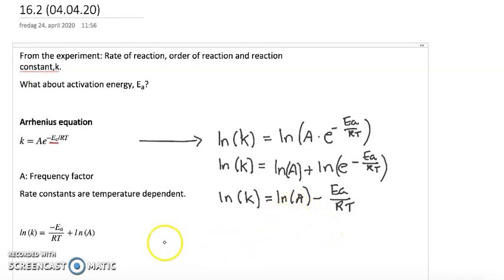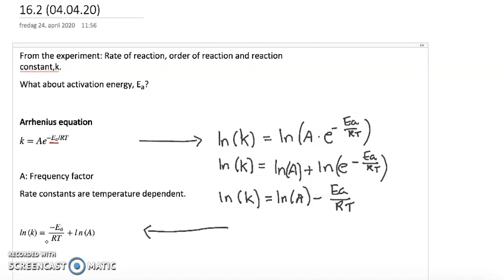And now we can have a look. This is actually the same. We have ln k, we have ln A, and we have minus activation energy, gas constant, and temperature. Perfect. So now we know how to go from this equation down to this one. What we want to calculate is the activation energy. But how do we do it?